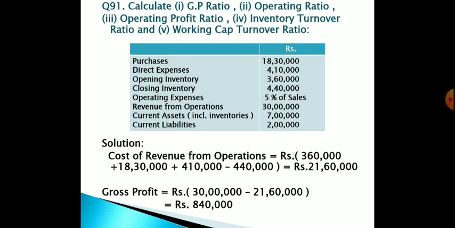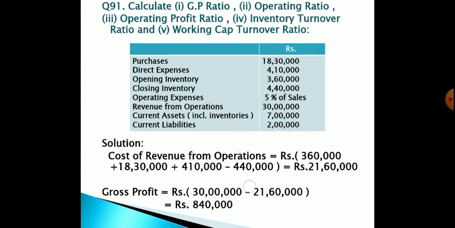Next, question number 91. Calculate the GP ratio, operating profit ratio, inventory turnover ratio and working capital turnover ratio. In the question we have purchases 18,30,000, direct expenses 4,10,000, opening inventory 3,60,000, closing inventory 4,40,000, operating expenses 5% of sales, revenue from operations 30 lakh, current assets 7 lakh, current liabilities 2 lakh. So first we have to find the GP ratio.